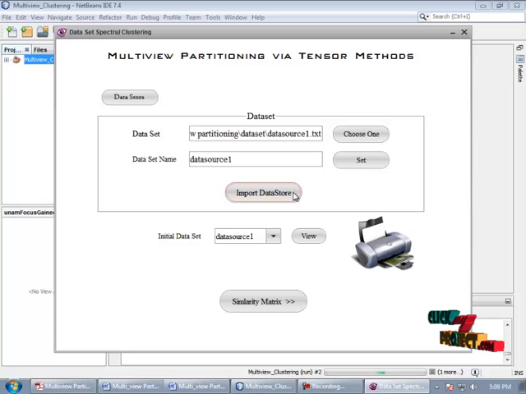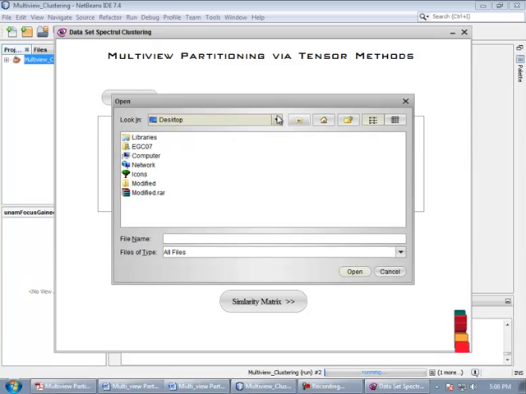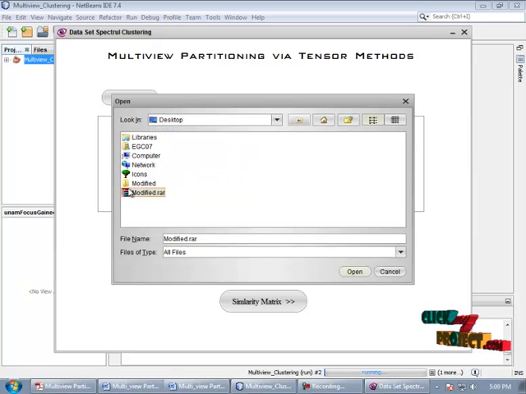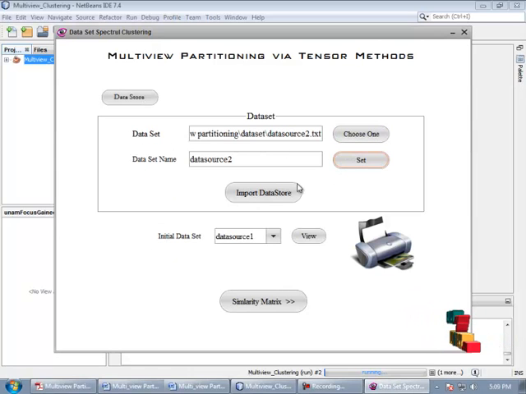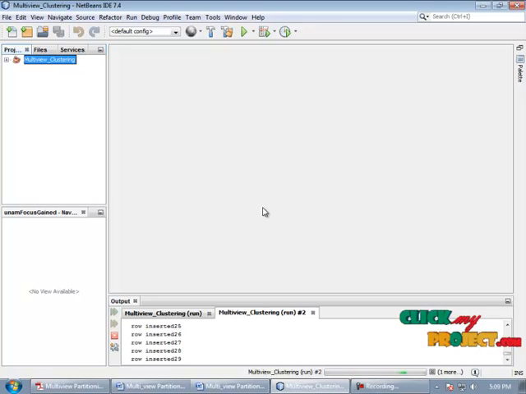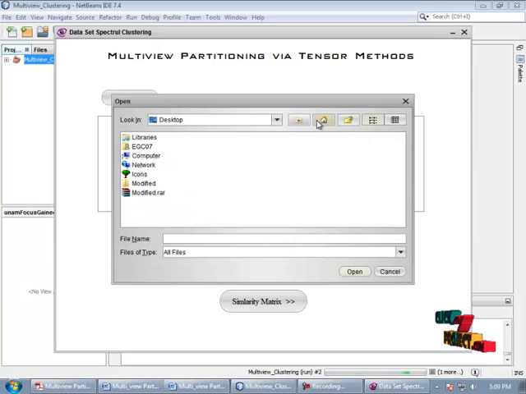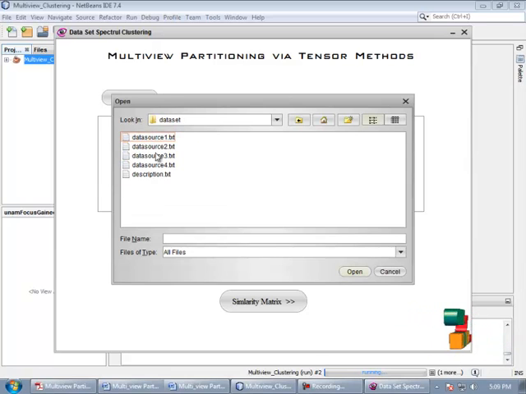We are importing heterogeneous datasets. Dataset 1 I have to import now. Then we have to import dataset 2. Then 3. Likewise we have to import 4.